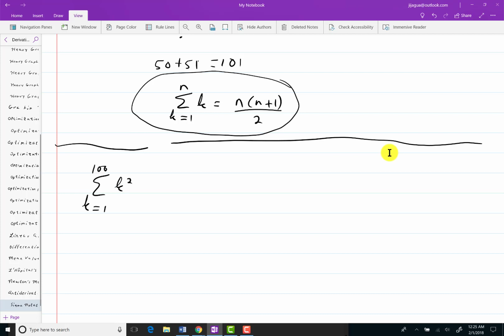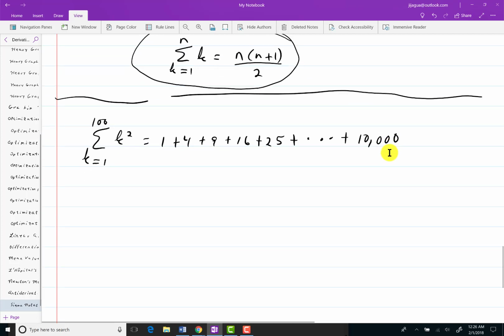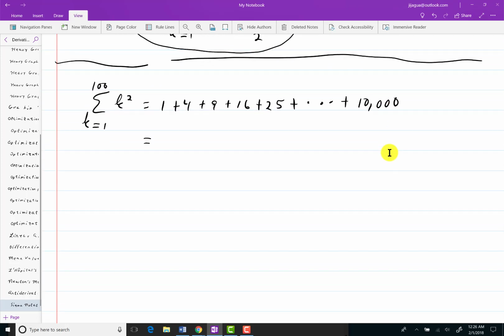The sum from 1 to 100 of k squared, that's going to equal 1 plus 4 plus 9 plus 16 plus 25. That's going to keep going until you get to 100 squared, which is 10,000. Now check this out. You can check it on your own, but the formula says that this equals 100 times 101 times 201, all of that divided by 6.